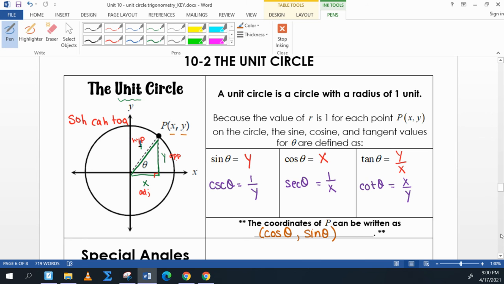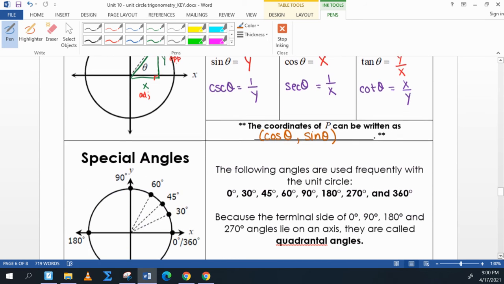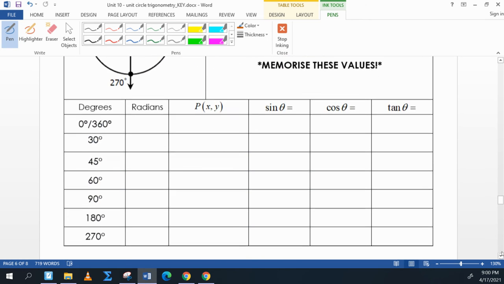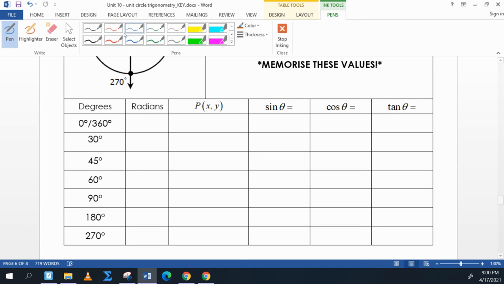All right, so just really quickly, we're actually going to skip this section, so we did not do this in class. I am going to just write on this to use the unit circle instead.